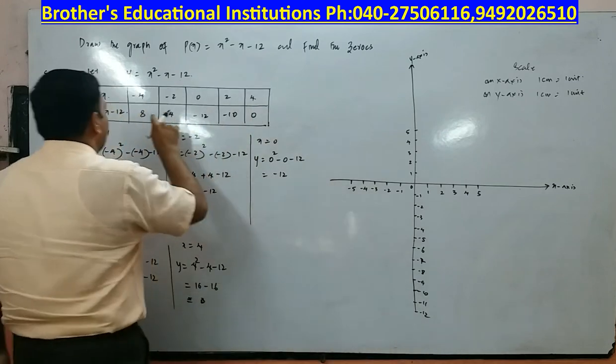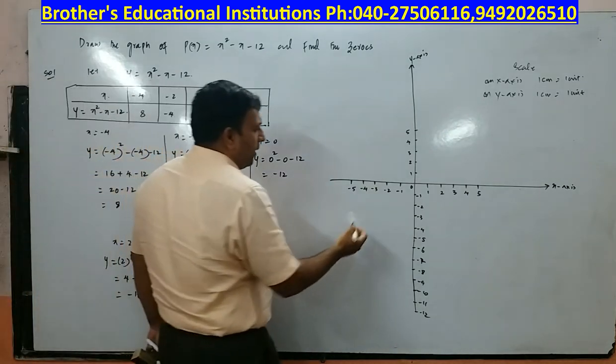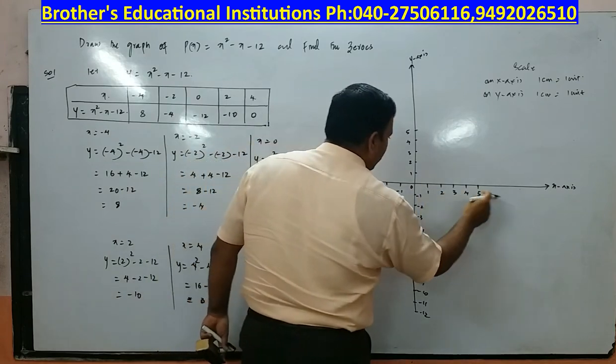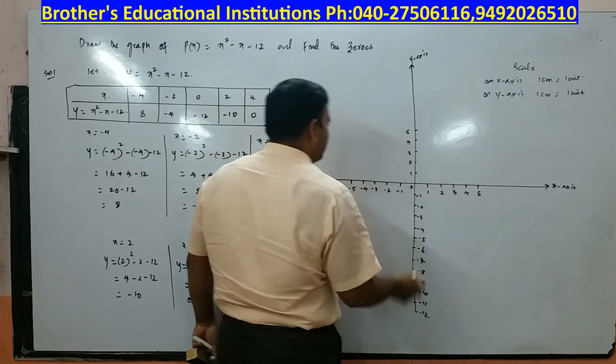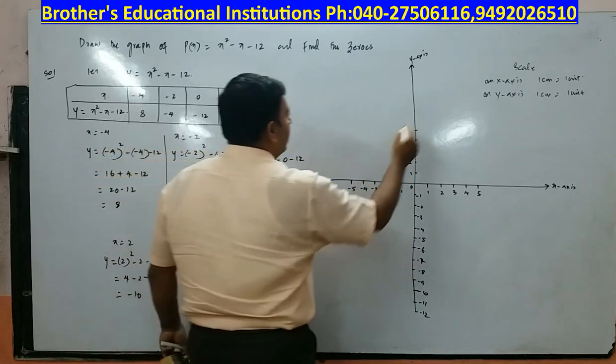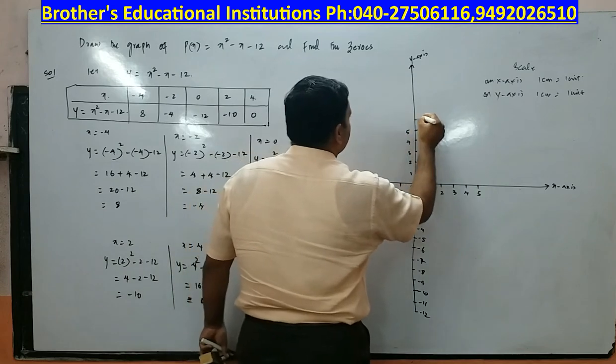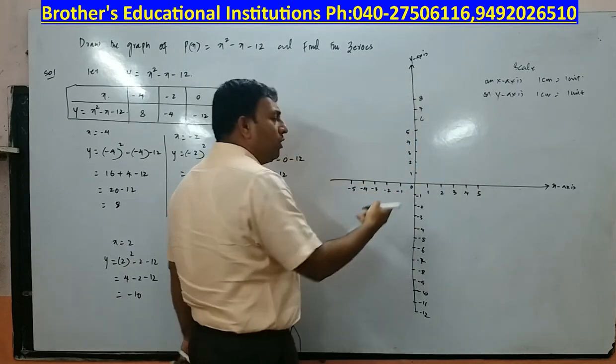Now here I got, for x is equal to minus 4, y value 8. I write these values 1, 2, 3, 4, 5, minus 1, minus 2, minus 3, minus 4, 5. Like this I am writing some values. For x is equal to minus 4, what is the value of y? 8. I don't have 8 here, so I will add 6, 7, 8.